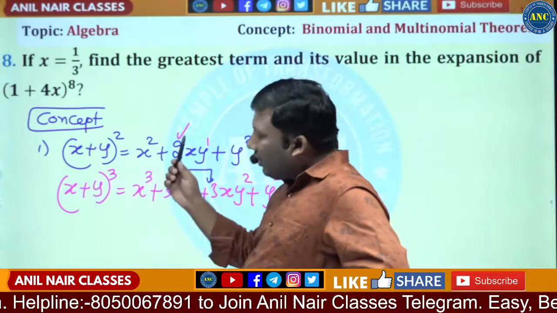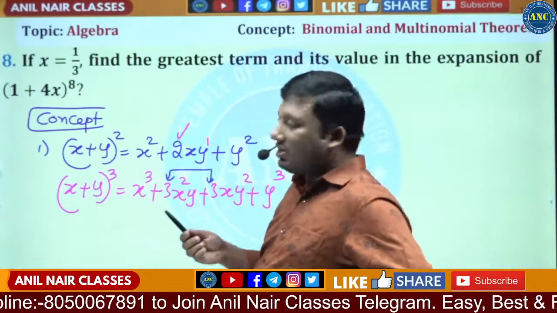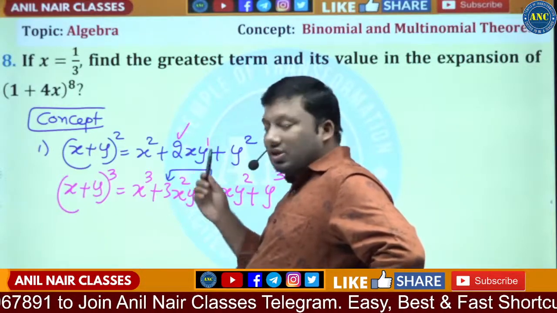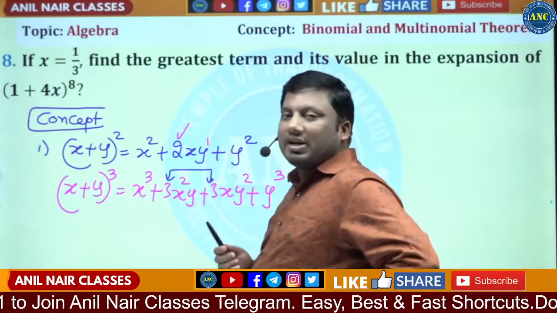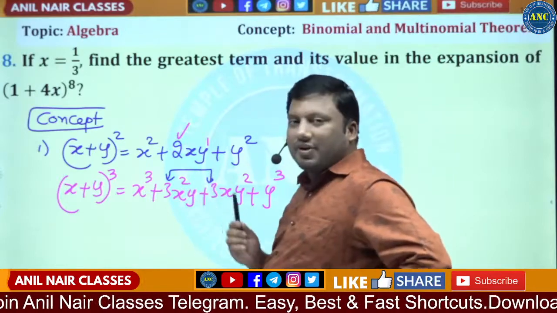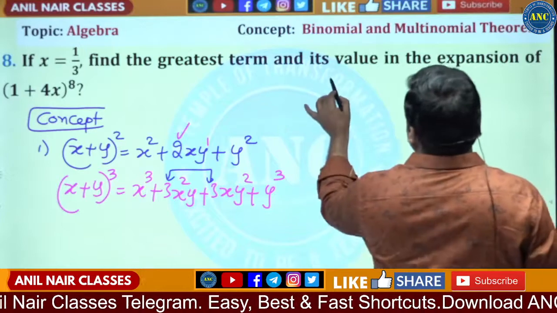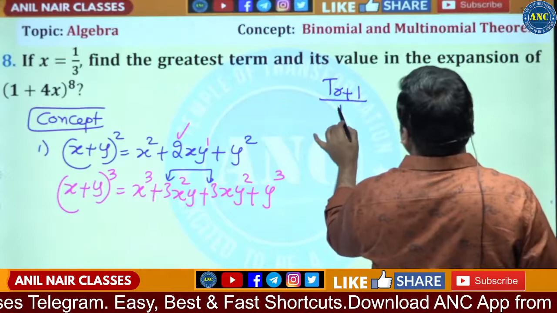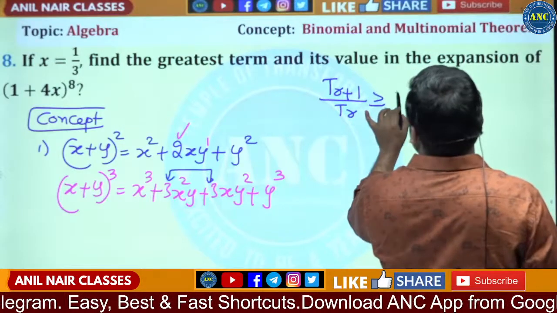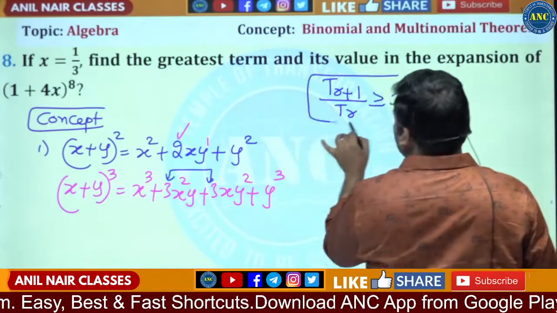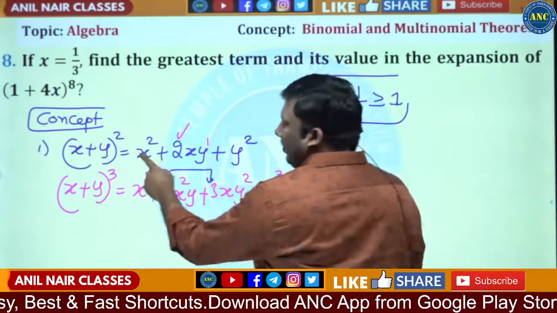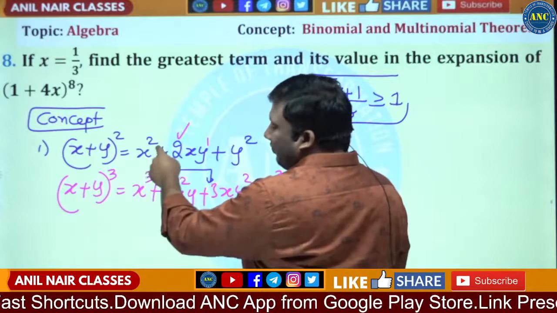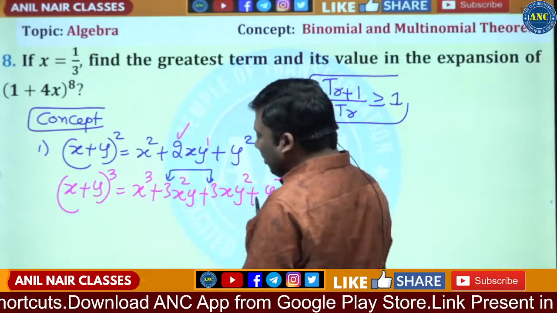So that means whenever you are finding the greatest coefficient, it is not only for one single term, there is a chance that you might get it for two terms. How to find out the greatest term? T(r plus 1) by T(r) is always greater than or equivalent to 1. Suppose I take T1 and T2. If the T2 coefficient is greater than T1, that means the second term will be the greatest coefficient.